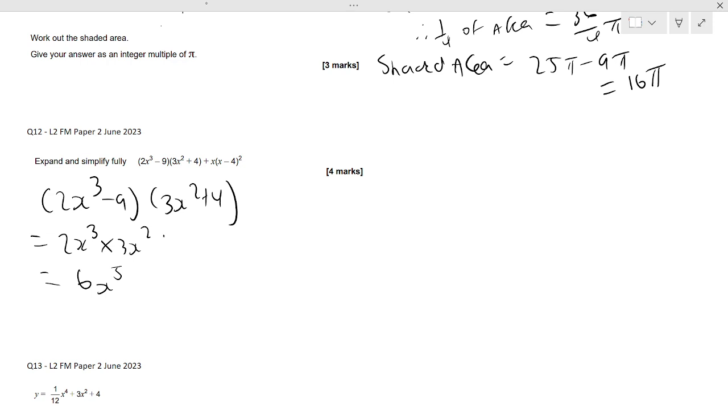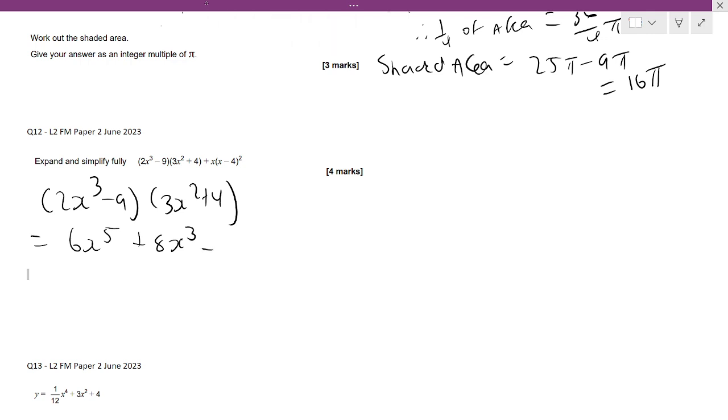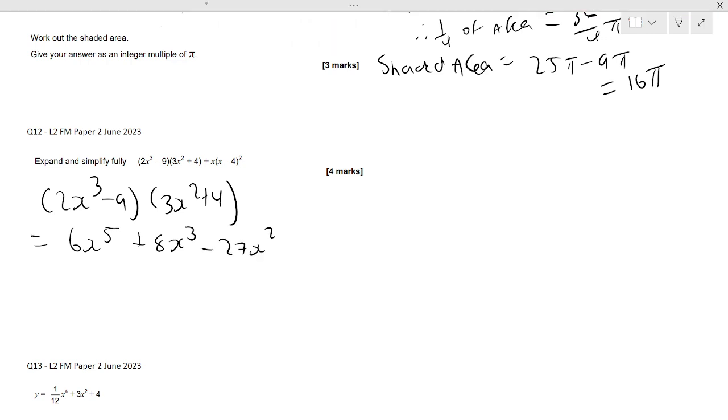Okay, then we're going to add 2x cubed times 4. Let me do it up here then. So we know that's 6x to the 5. Then 2x cubed times 4 would be 8x cubed. Then minus 9 times 3x squared, that would be minus 27x squared. 3 times minus 9 is minus 27. Then minus 9 times 4, which would be minus 36. Okay, cool. We can't simplify that anymore, so we leave it as that.